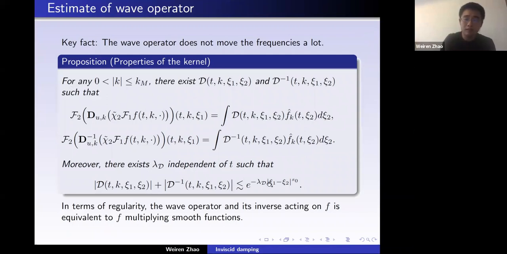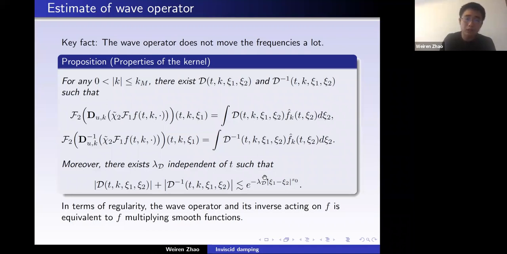Formally you can see that in terms of regularity, when you act with the wave operator on some smooth function f, it just means that you put a smoother function that multiplies f, because you can regard it as a Fourier transform of a smoother function. Okay, so another one is a commutator.